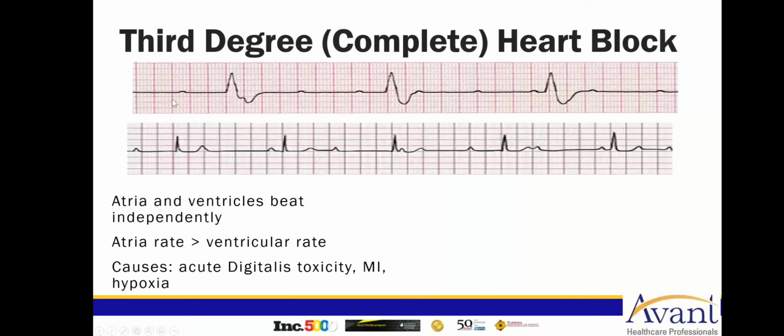In other words, the sinus node is doing its job, initiating these electrical impulses, but somehow the conduction never makes it to the ventricles. So the ventricles decide, look, if we're not going to get help from the atria, then we're going to do our own thing. So this is what I refer to as our divorced couple. They're no longer together. This requires immediate intervention.